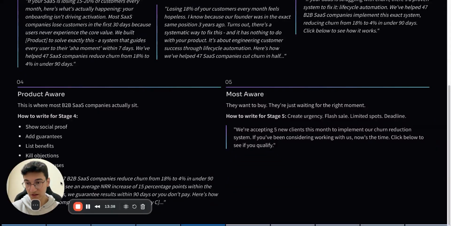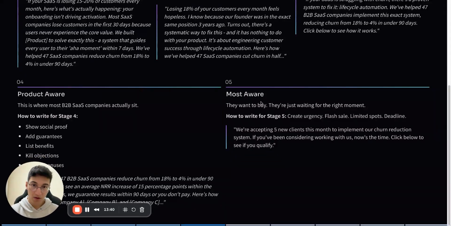And our last awareness stage is the most aware stage. In this stage, they want to buy. They are looking for solutions in real time, but they are just waiting for the right moment. Maybe they are waiting for a discount. Maybe they are waiting for an urgent problem to occur to make the decision right now.